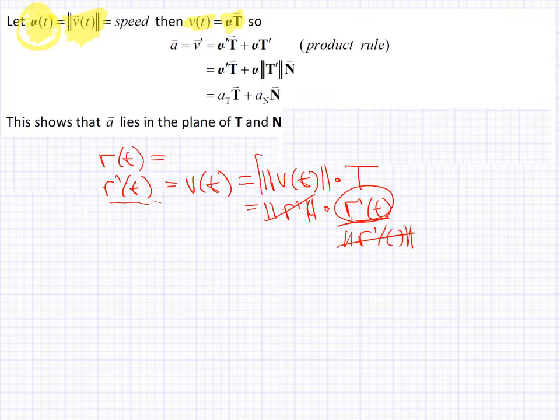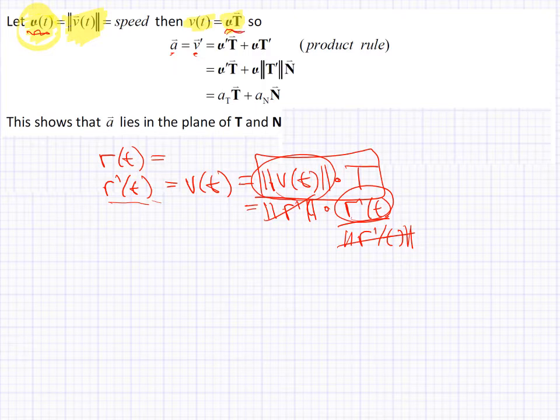But we're going to write it like this, and then we're going to swap this magnitude of v, which again is just speed, and rewrite it using this little cursive v of t to make it look nicer. All right, so if we go with this notation for v, then in order to find the acceleration vector, we've got to take the derivative of v.